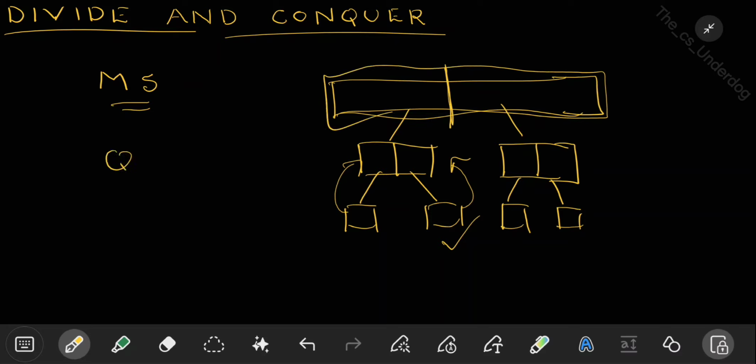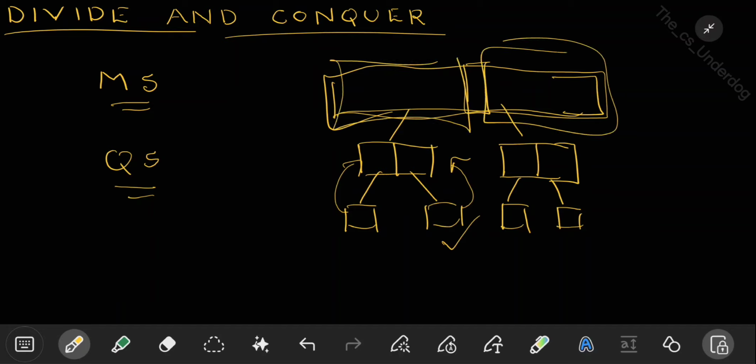Similarly, we had also seen the quick sort algorithm. So these are all examples of divide and conquer. In quick sort, what did you do? Every time you had a pivot element which you placed at the right point, and then you divided the larger problem into two smaller problems which were on either side of the pivot.